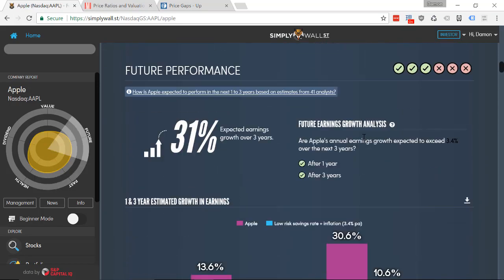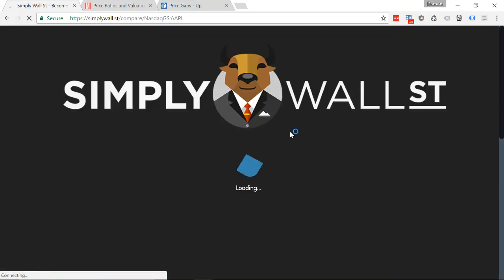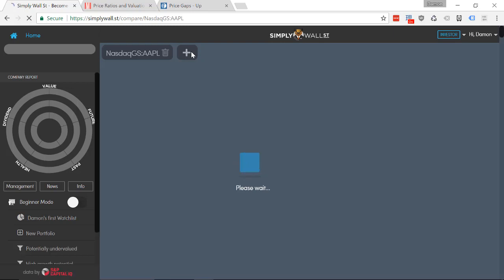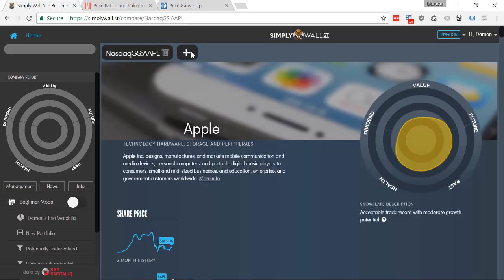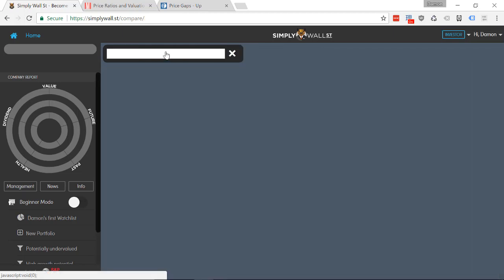And then another cool thing is when you're in a page, if you click compare, you can bring up a similar stock. Who is Apple's competitor? Android, I guess, but isn't Android owned by Google? And Google doesn't really make much of its money from operating systems. So let's compare.